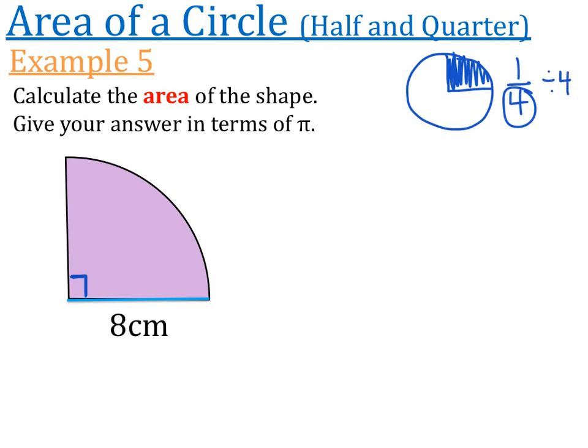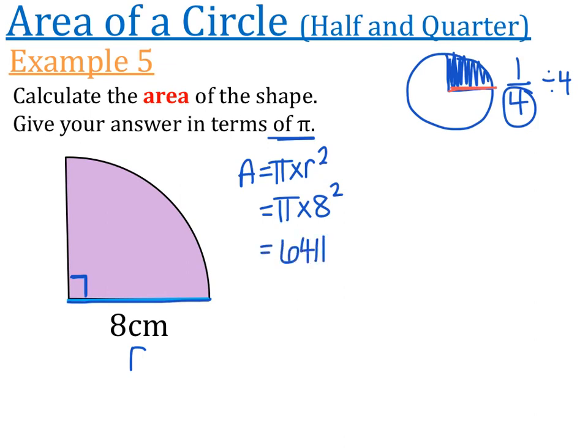So we're going to calculate the area of this purple shape, and we're going to give the answer in terms of pi. Now you can see across here that this distance here is 8 centimeters. That is the radius, because that is the same as this distance right here in my little blue circle that I'm drawing, which makes it the radius. It only goes halfway across. So let's try area equals pi times r squared. So pi times 8 squared. 8 squared is 64, so that's 64 pi.